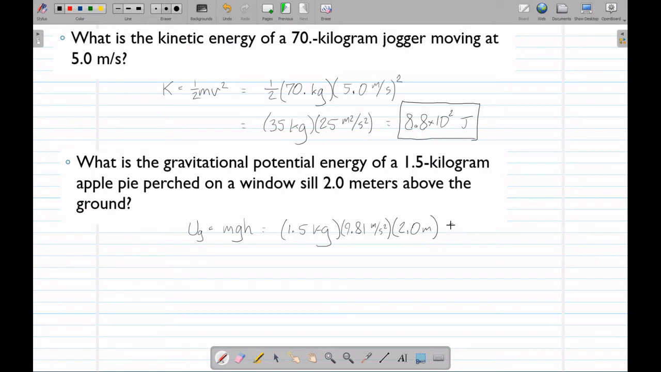All you have to do is just multiply those three numbers together, round to two significant figures, and the calculator is going to give you 29.43. We'll just round that off to 29 joules. This apple pie has 29 joules of potential energy.